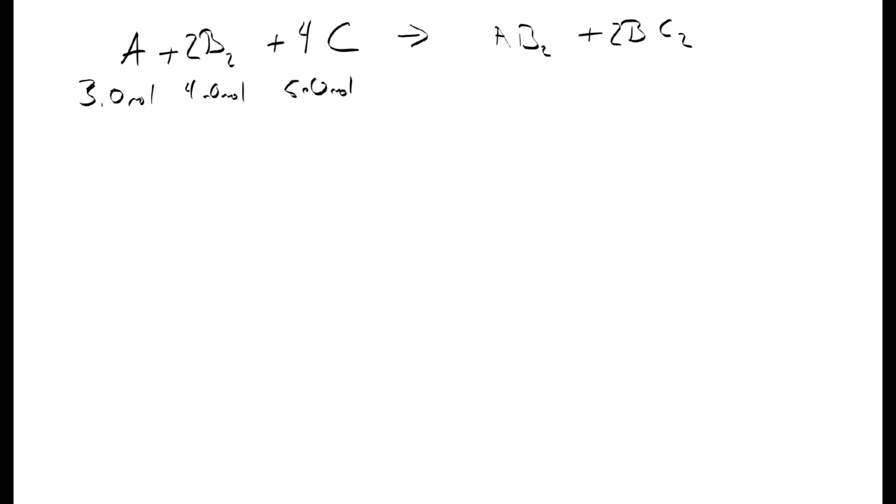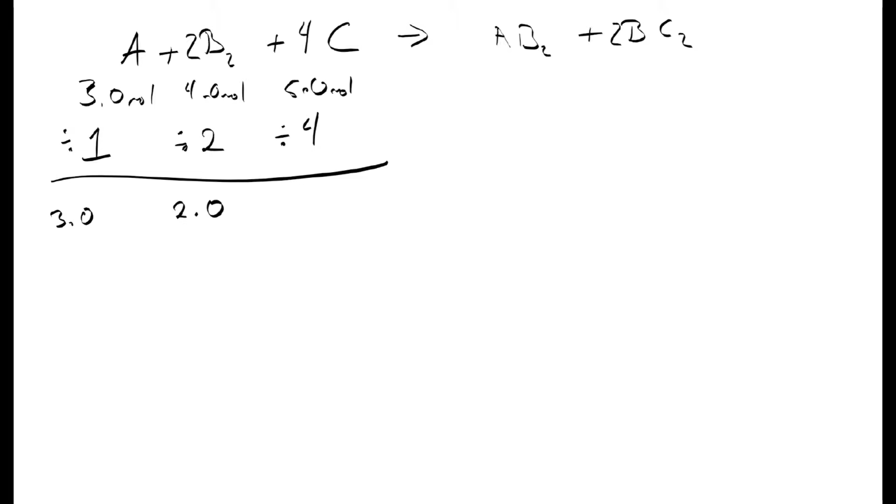So once again, we go ahead and we divide by the stoichiometric coefficients. So this is going to be divide by 1, divide by 2, divide by 4. When you do that, you get 3.0, 2.0, 1.25. So the smallest number is still the limiting reagent. These two are both present in excess. So just wanted to go ahead and throw that out there.